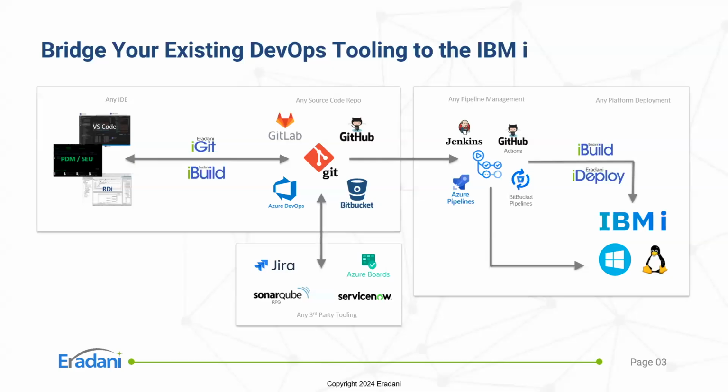Now, when we go to do the build, if you go out to do a build, there's no way to do that with native Git. Git doesn't know how to do that. So Eradani has a module called iBuild that goes out and figures out all of your objects, where their source code is, how they're related to other objects, so all the dependency relationships, modules to programs, or views to tables, or programs to tables, whatever the things you have set up. It goes out and it builds that database of all those dependencies.